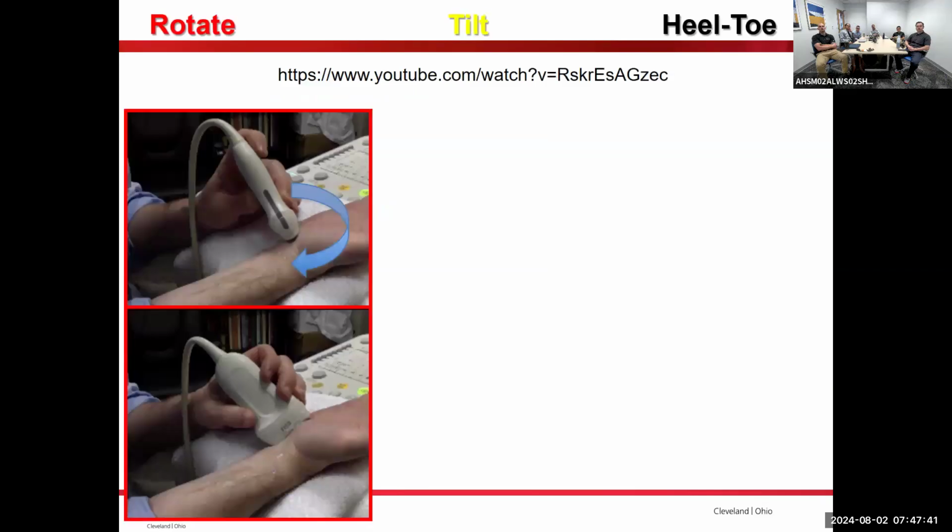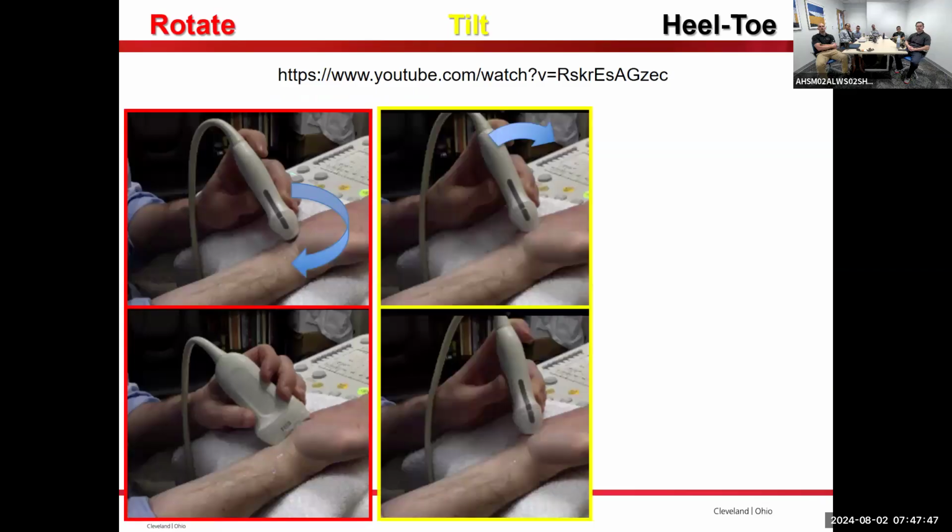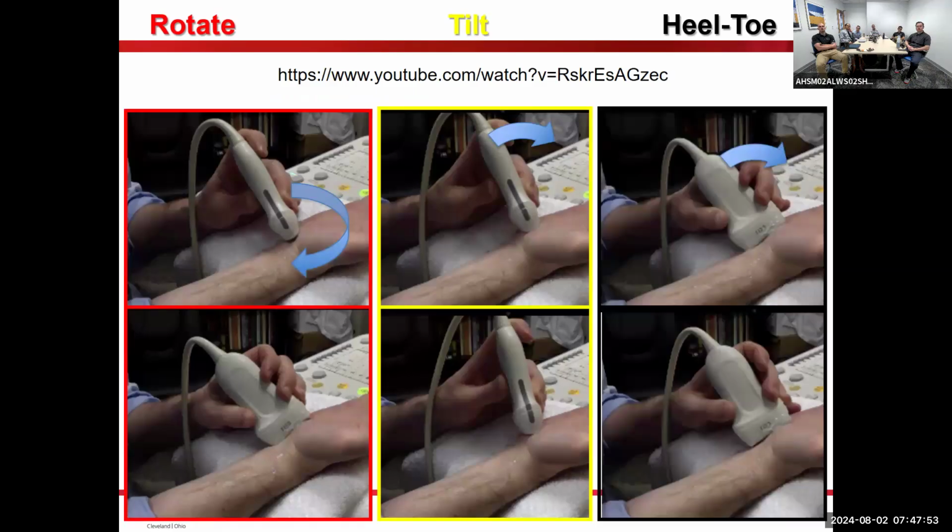So talking a little bit here, rotate is going to be changing it in this axis. Tilt is going to be, and that could be toggle also, changing it in that axis. And then heel toe is going to be changing it in that axis.